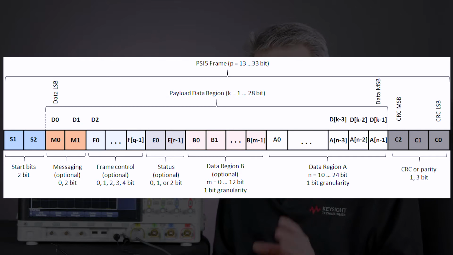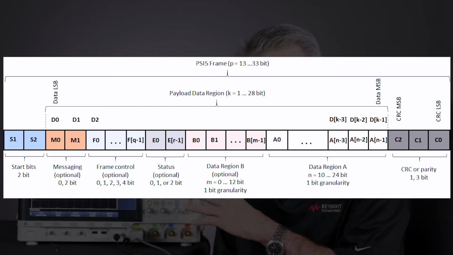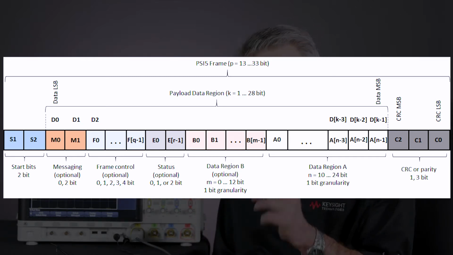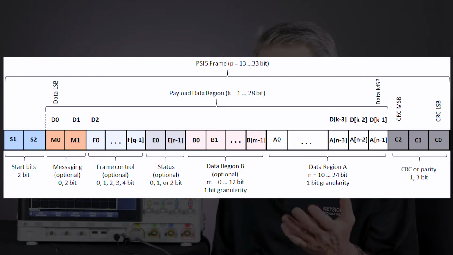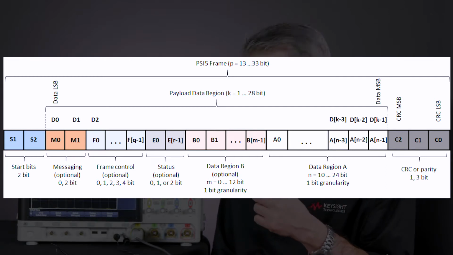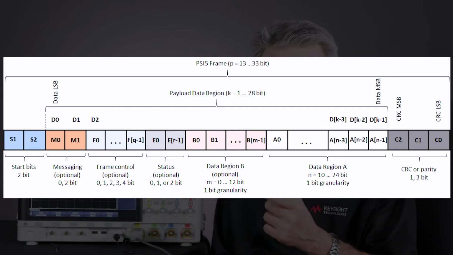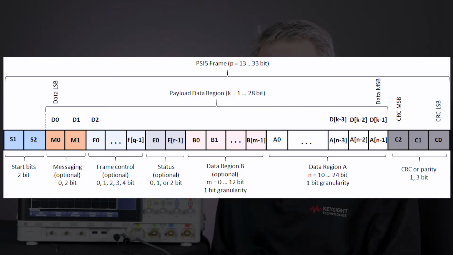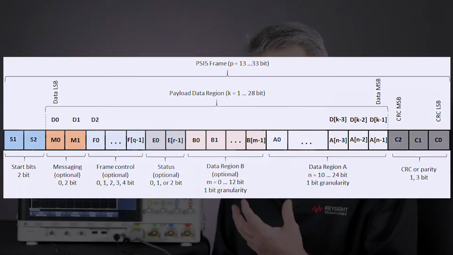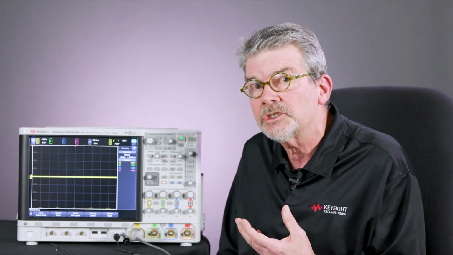Now, as you can see in this graphic, we probably should take a look at the frame format before we get into the demonstration to set it up. It always consists of two start bits, followed by a payload or data field that can be anywhere from 1 to 28 bits. Now, the signal that we're going to be using today is going to be a 10-bit data word. And then the last field is either a 3-bit CRC field or a 1-bit parity. Now, the signal we'll be using is a 1-bit parity. Now, as I mentioned, it's based on current modulation.